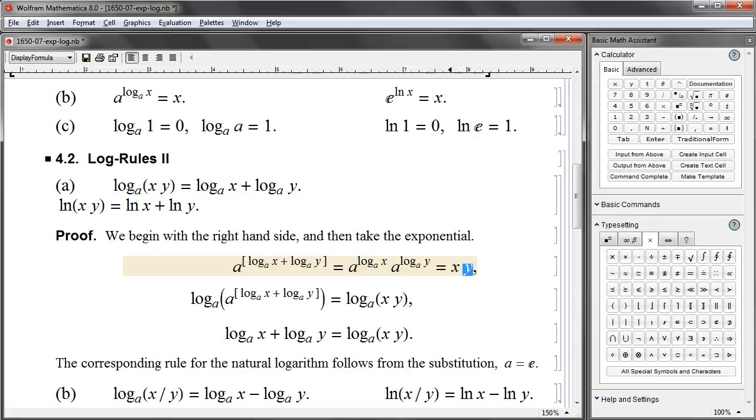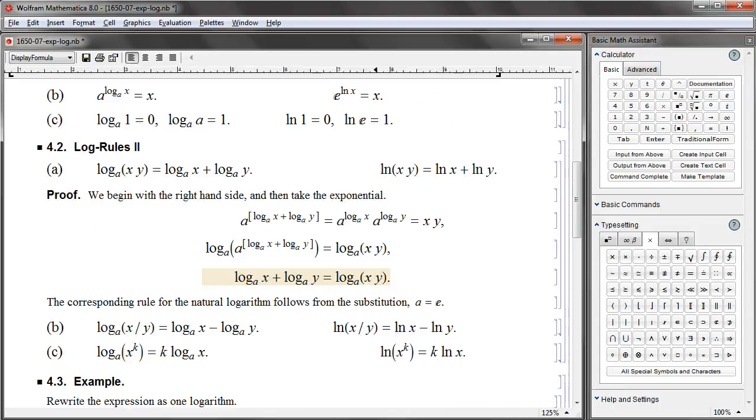So what do we get? A to this sum of logarithms is x times y. Now let's take log base a of both sides, and the right hand side is log base a of x times y as desired, and on the left hand side, log base a and a to that cancel each other out, and we have the desired result. So we just use this cancellation rule and the exponent rule to prove it.